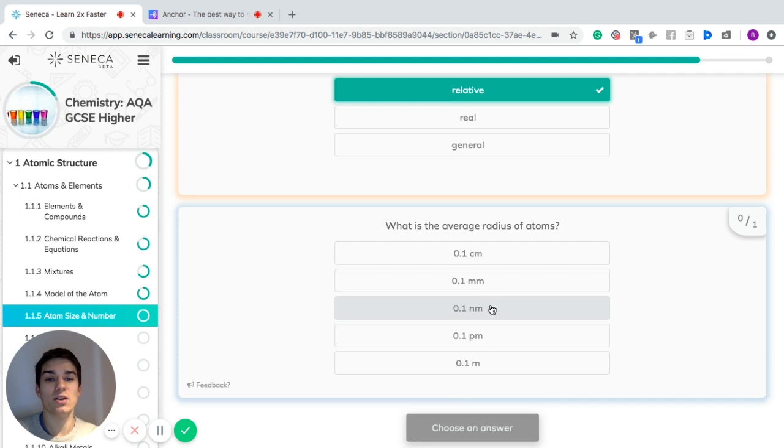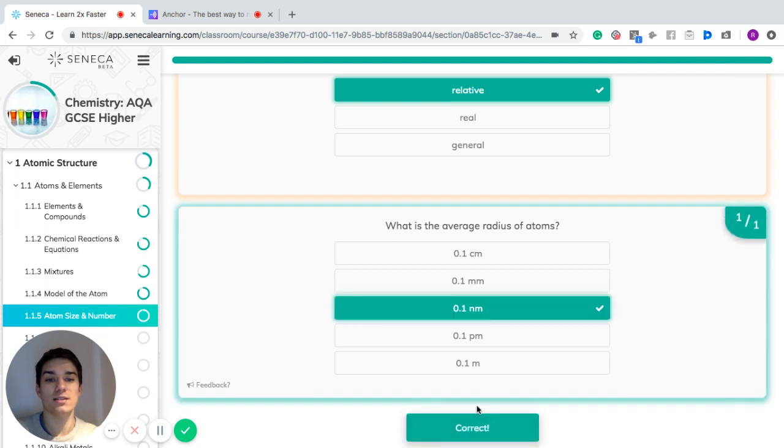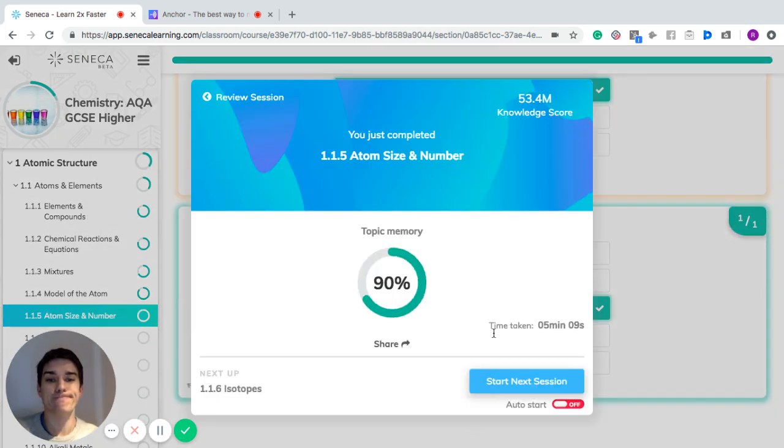Now, the average size of an atom is 0.1 nanometers.